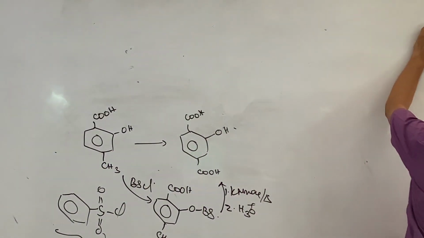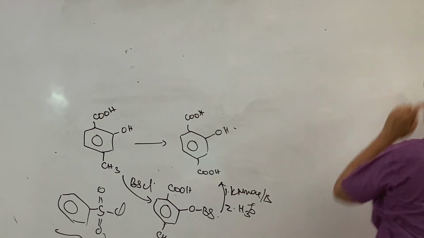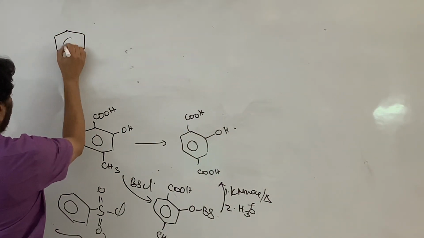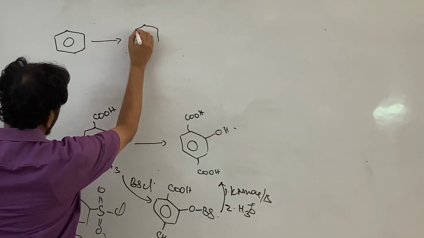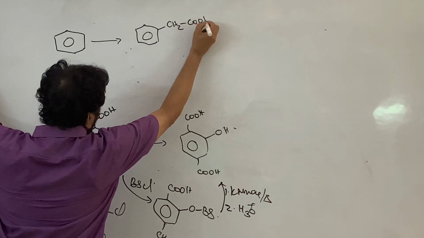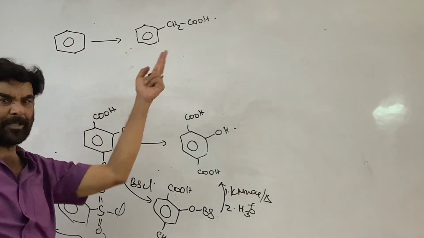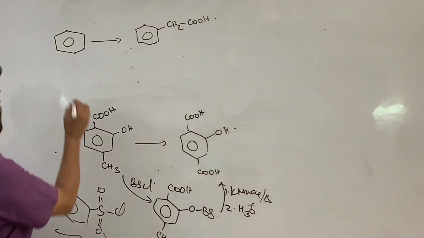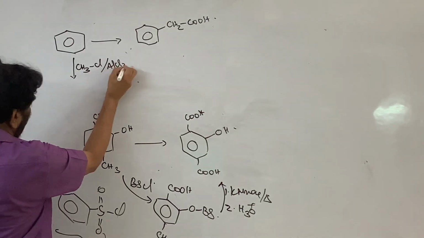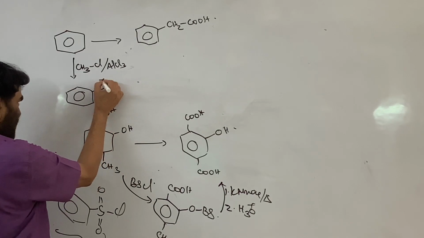The next one is 31. This is converted into the phenylacetic acid. Simple conversion. So benzene to toluene is possible, that is methyl chloride with AlCl3. Toluene is formed. This is the benzylic carbon.